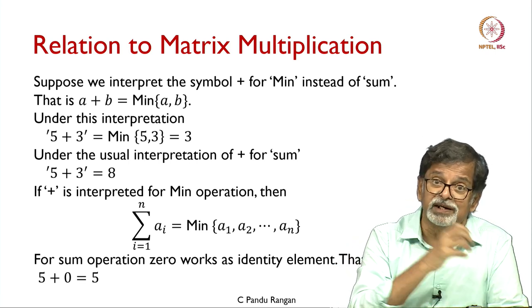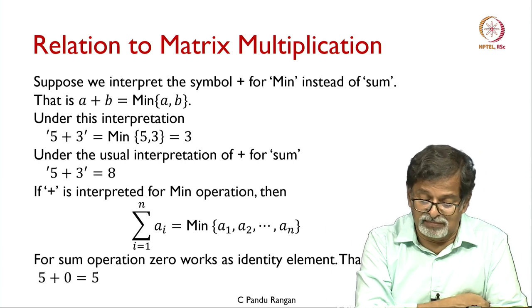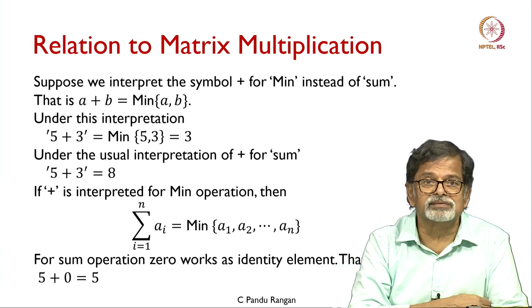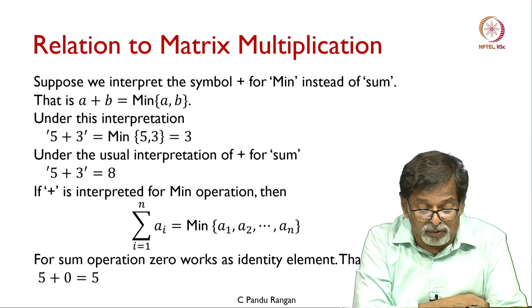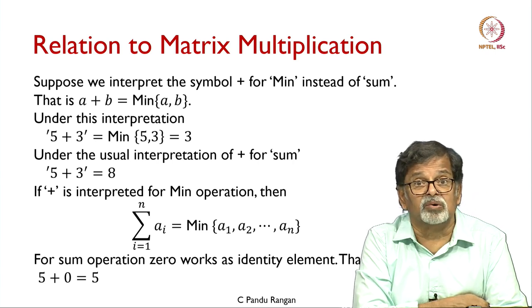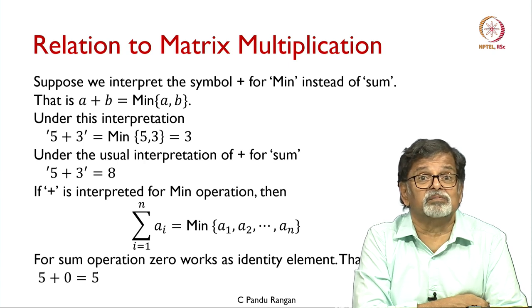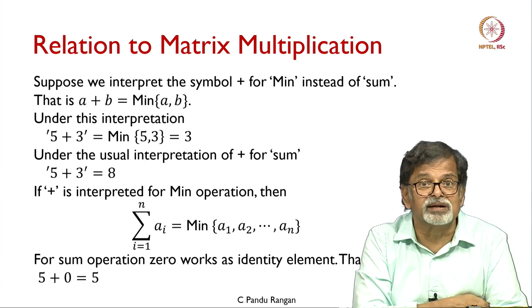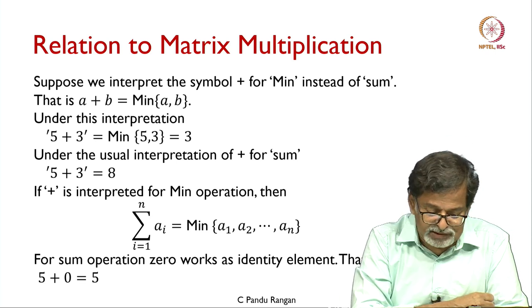So, if this is interpreted, then the minimum of n numbers a1, a2, up to an can be written simply as the sum of ai, with i going from 1 to n. Notice that here the sigma is not an integer sum, but finding the minimum.